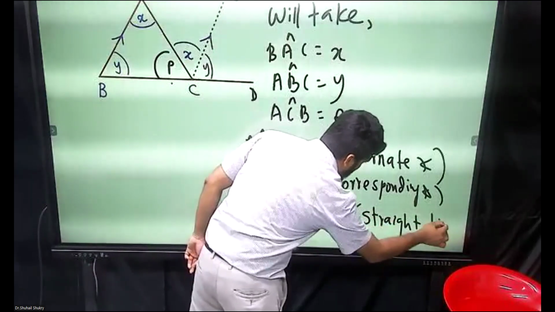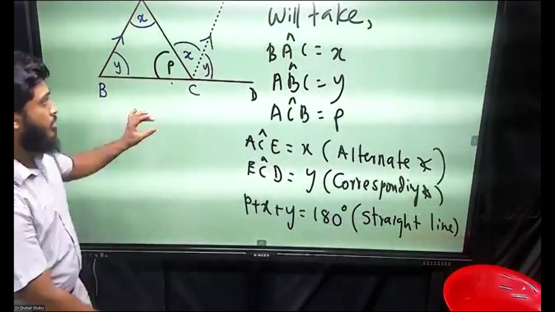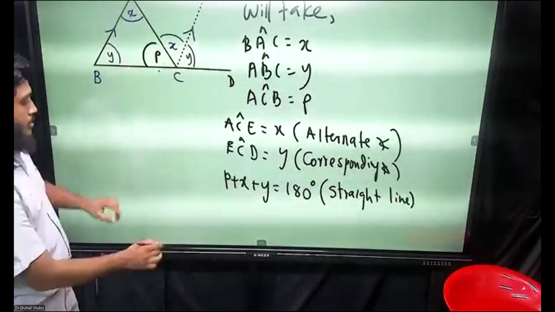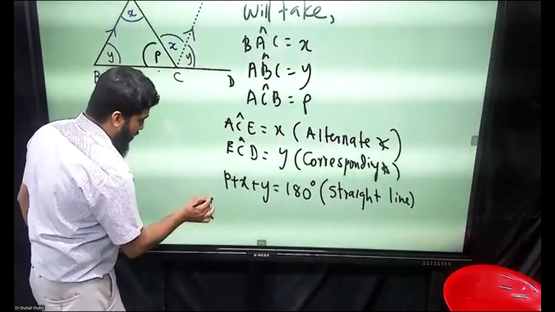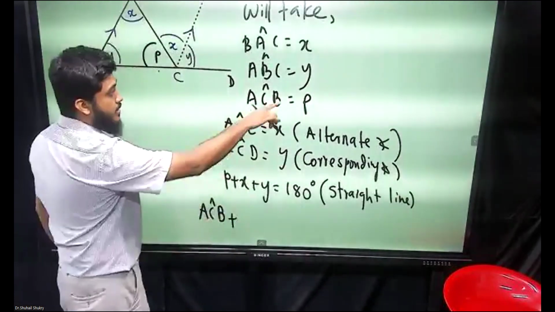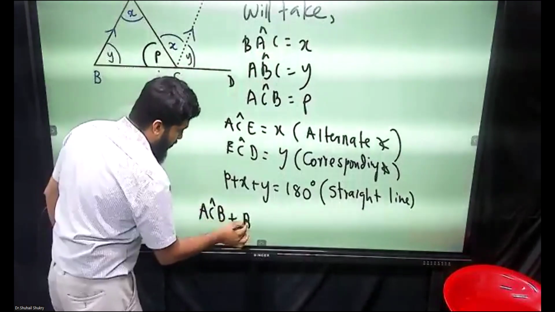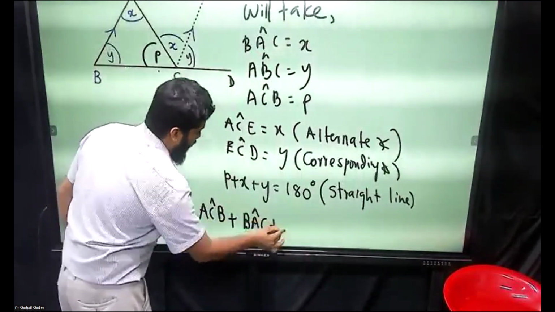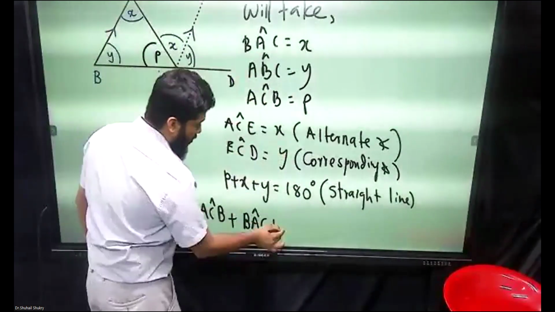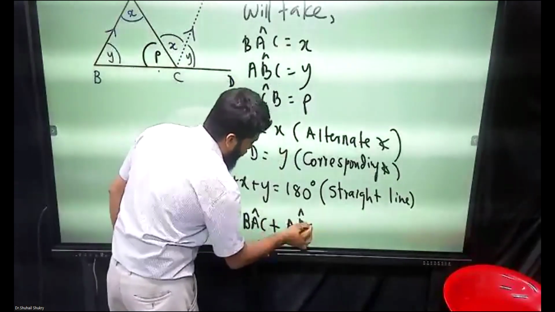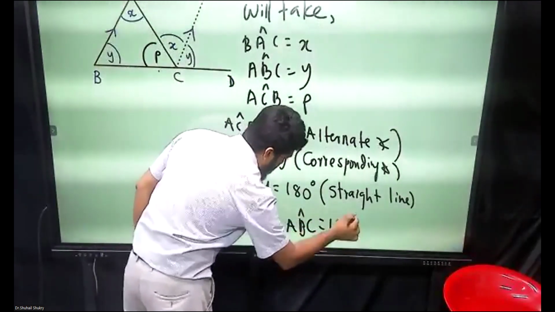Straight line. Now put things for P, X, Y. What is P? ACB. ACB is P, plus X which is BAC, plus Y which is ABC, is equal to 180.